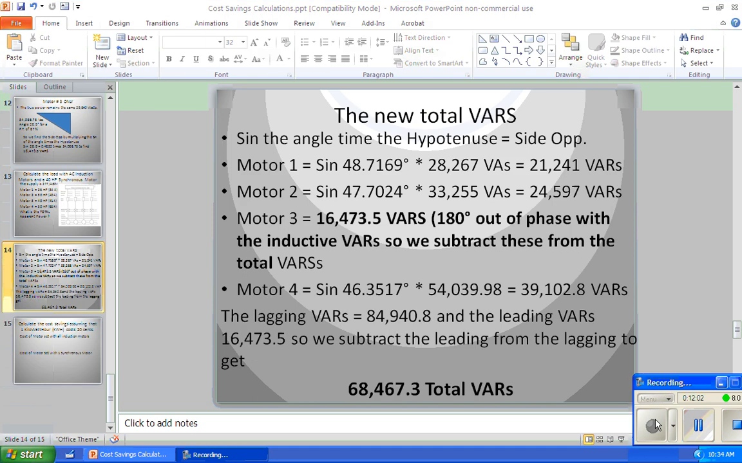Okay, so our new total VARs for the whole unit is 84,940.8 lagging VARs, and we have 16,473.5 leading VARs. So we're going to subtract the leading from the lagging for a total of 68,467.3 total VARs. Now we're going to recalculate our total triangle for our total load and find our new apparent power.